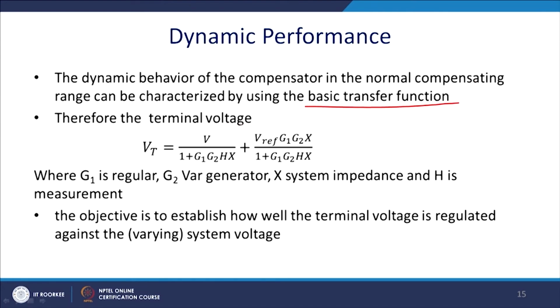and therefore, the terminal voltage Vt is V1 plus G1 G2 H x plus Vref G1 G2 x 1 plus G1 G2 H x. I am coming to it. So, where G1 is a regulator, G2 is a VAR generator, and X is a system impedance, and H is actually the transfer function of the measuring devices. The object is to establish how well terminal voltage is regulated against the varying system voltage. So, that is something we require to put it.